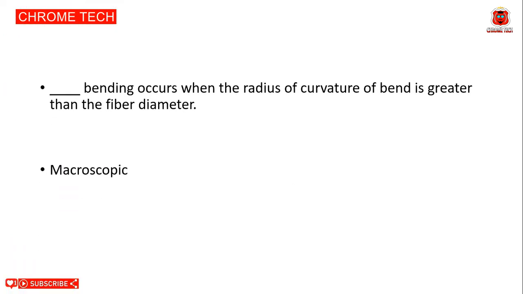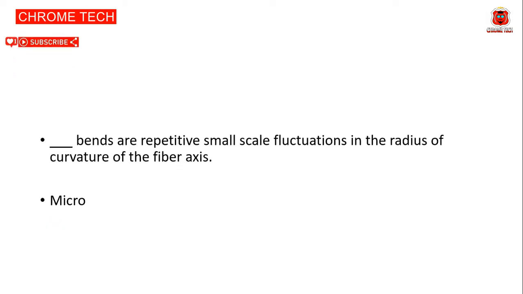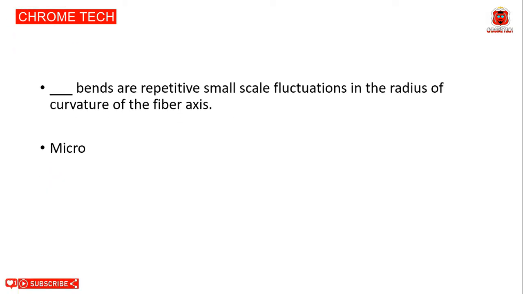Dash bending occurs when the radius of curvature of the bend is greater than the fiber diameter. Macroscopic bending is the correct answer. Dash bends are repetitive small scale fluctuations in the radius of curvature of the fiber axis. Microbends is the correct answer.